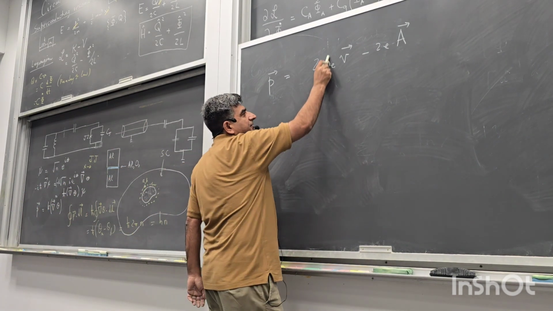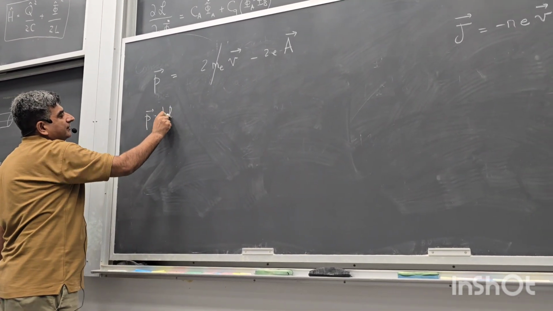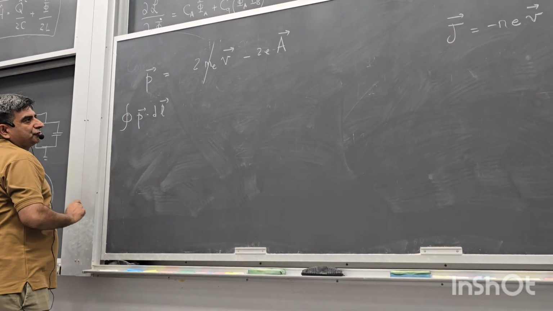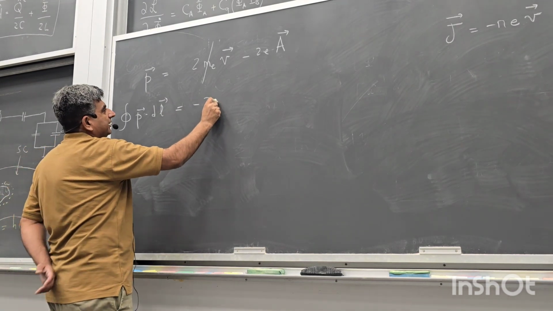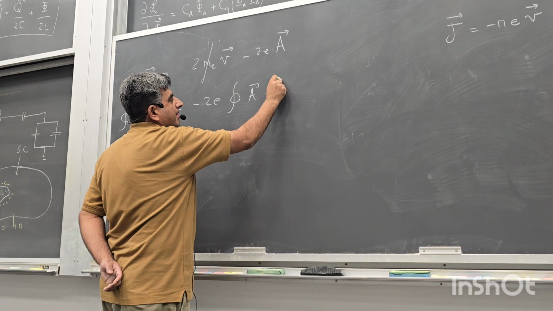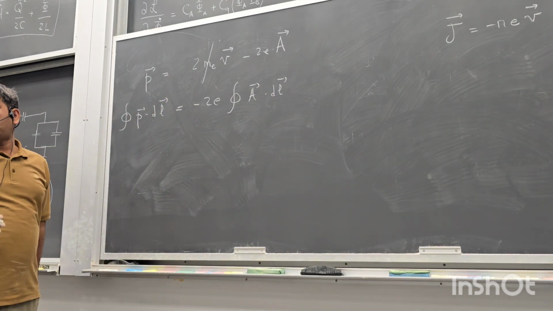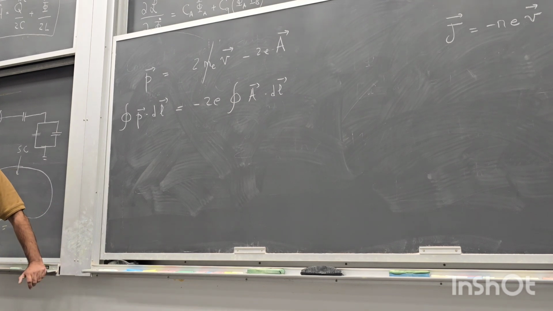So for our case, this term is 0. So now if I were to take P dot dl, with this definition over this closed loop, I get minus 2e A dot dl. But what is A? How is A related to the magnetic field? A is the magnetic vector potential. What is B? B is del cross A. It's the curl of A.